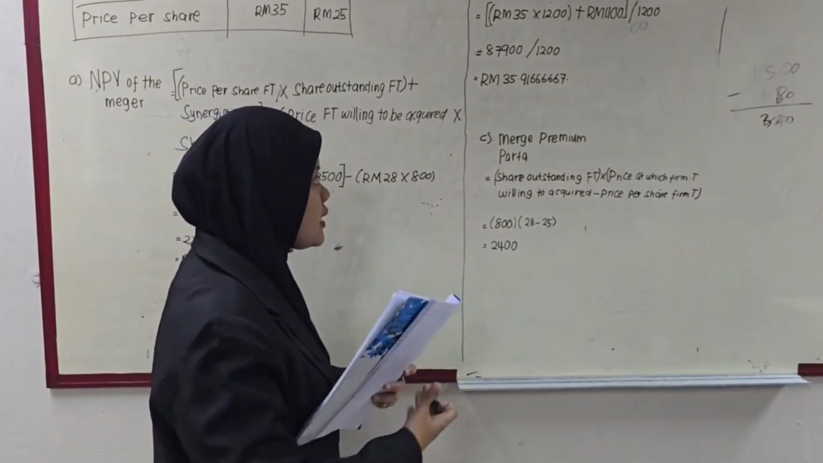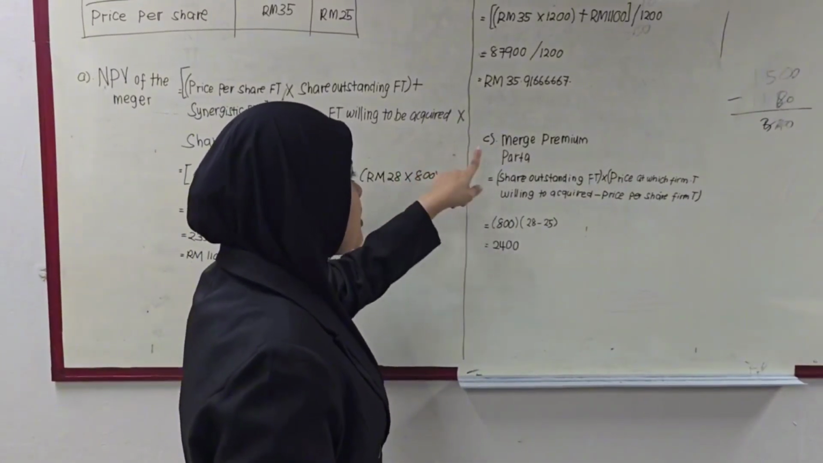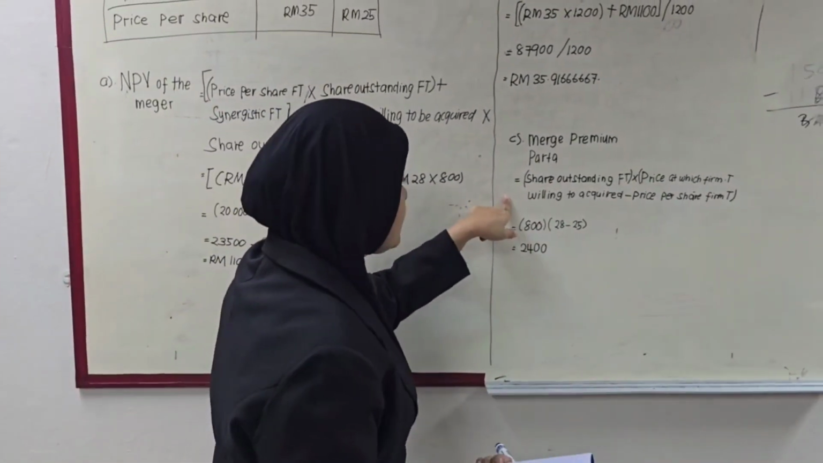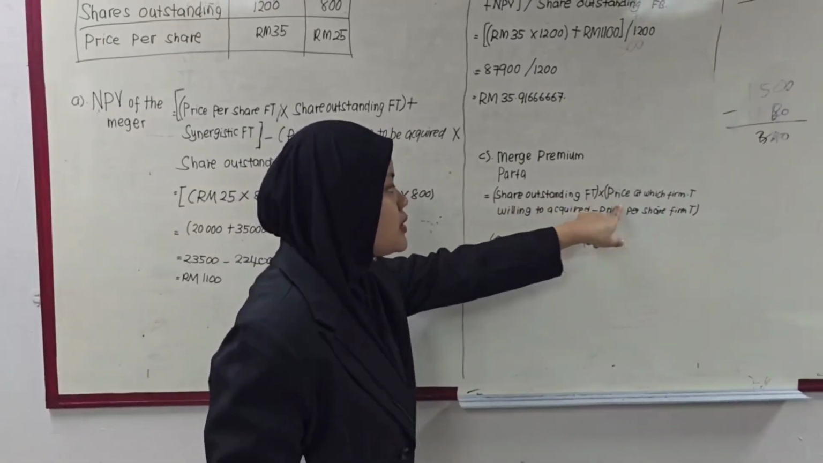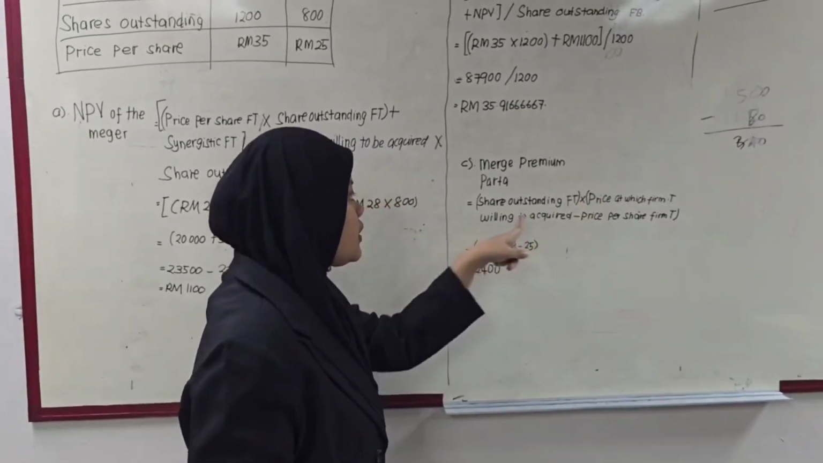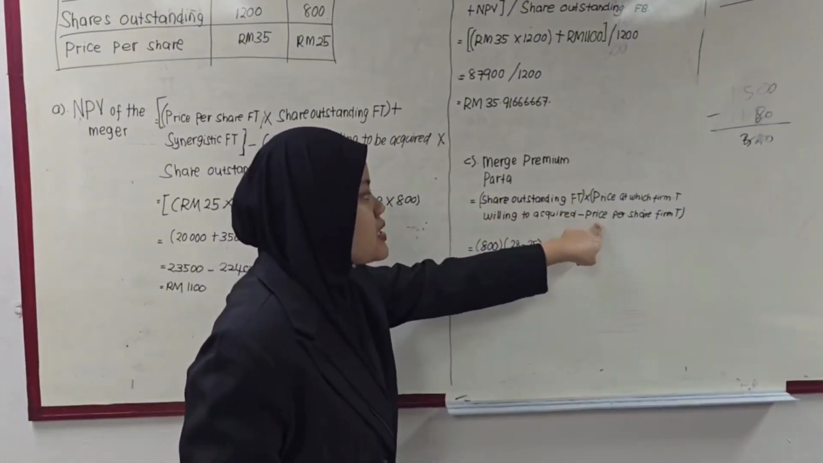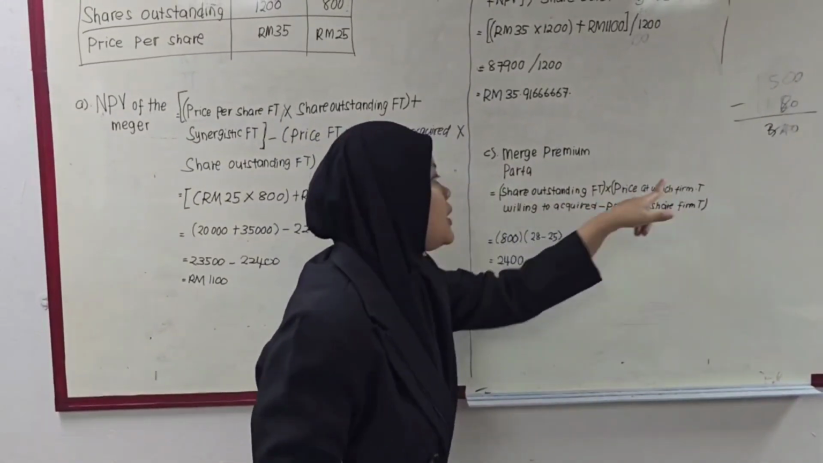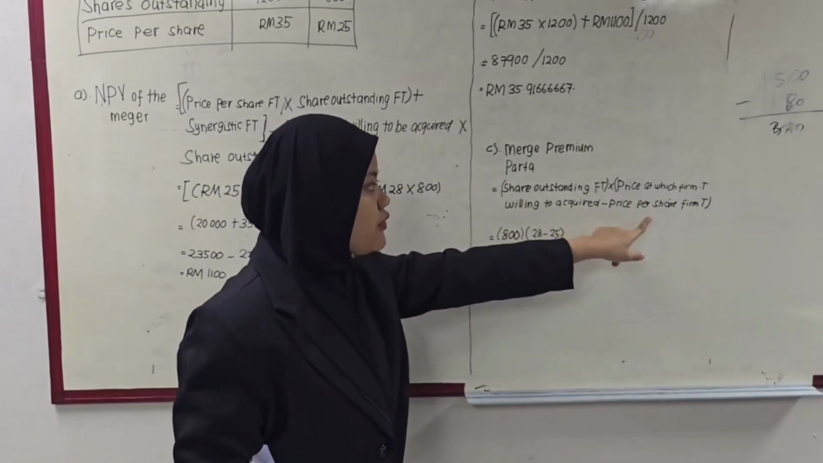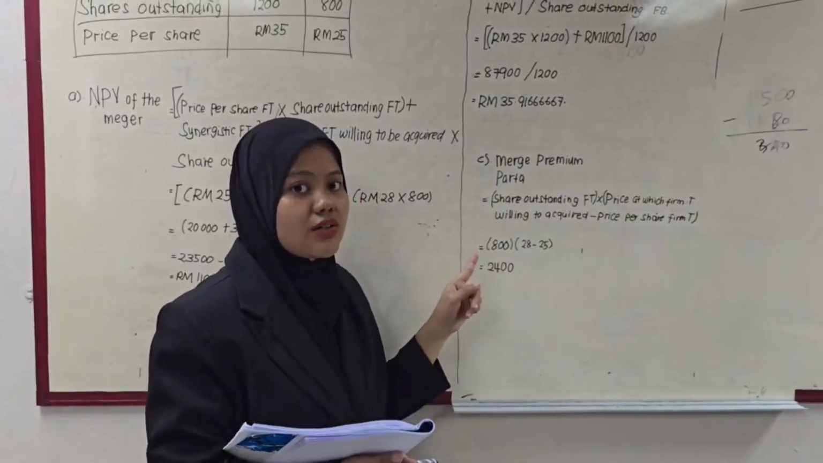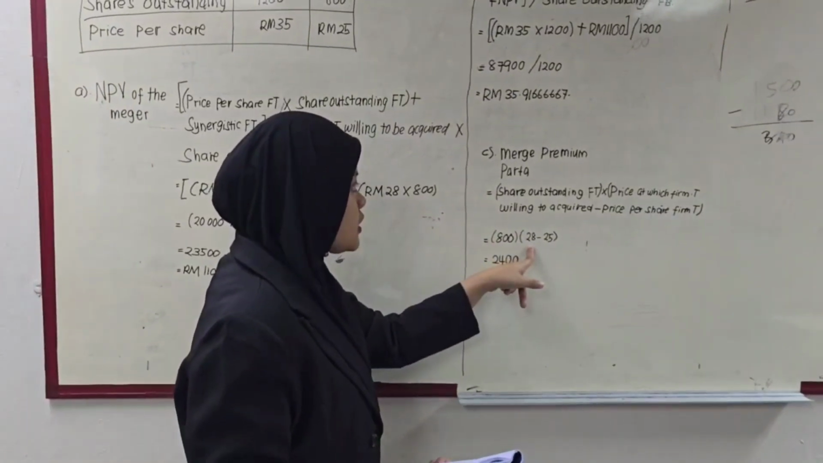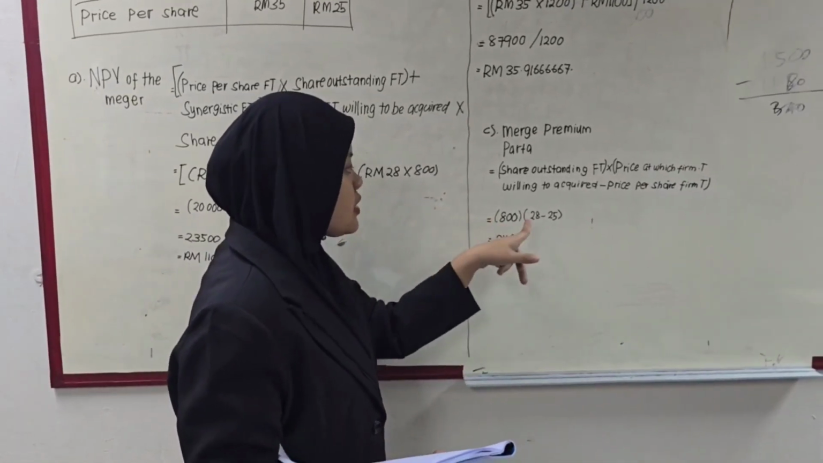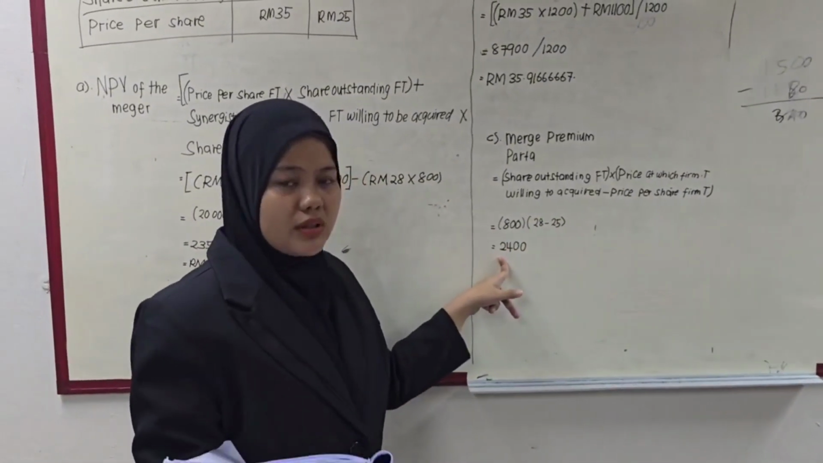For question C, it asks for the merger premium from part A, which is from this question. So we calculate the share outstanding of firm T multiplied by the price at which firm T is willing to be acquired minus the price per share of firm T. For this question we first solve the part price at which firm T is willing to be acquired minus price per share of firm T, then we divide by the share outstanding. So we put it into the formula and calculate one by one: 800 times 28 minus 25, and we get 12,400.